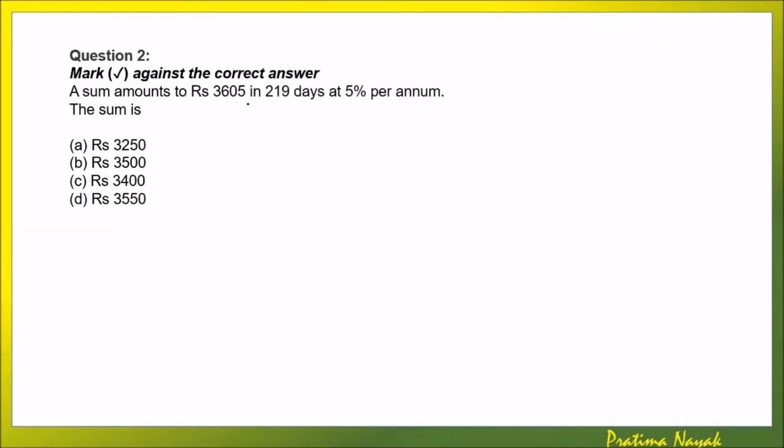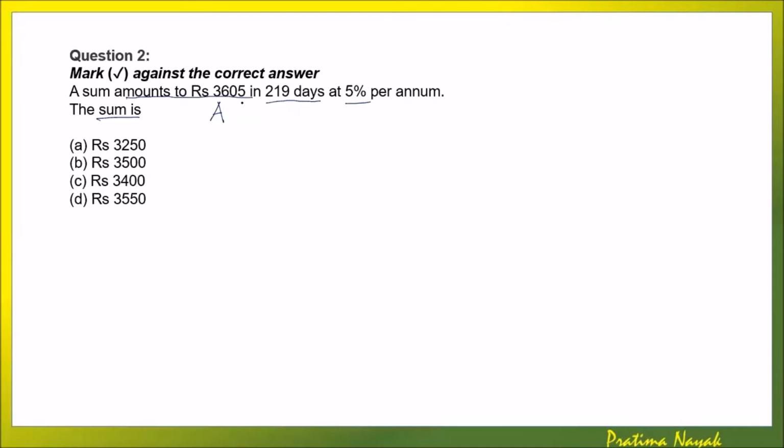Question number 2. A sum amounts to 3605 in 219 days at 5% per annum. That means it is not the interest, it is the amount. And it is not in years, it is days. So find the sum. The options are 3250, 3500, 3400, 3550. So A is equal to 3605, time is 219 days, and the rate is 5% per annum.